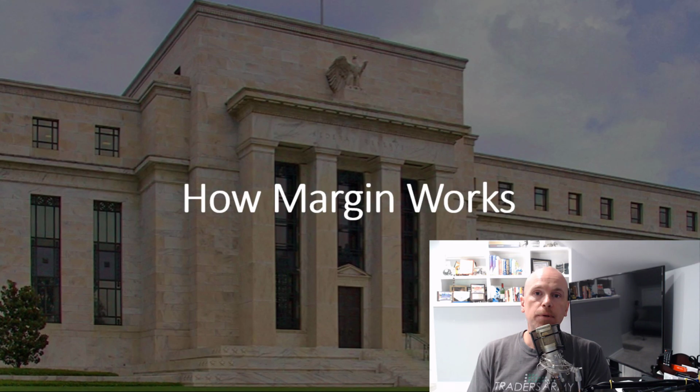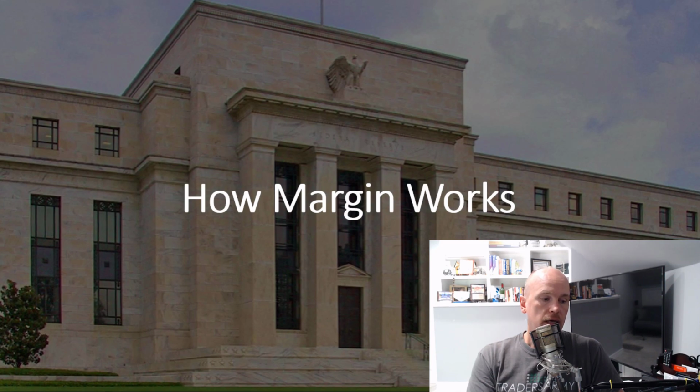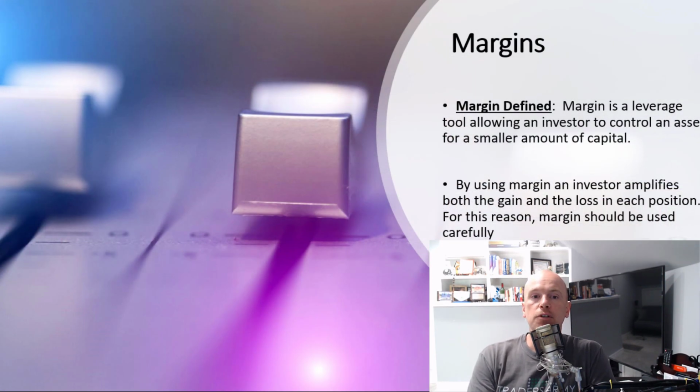So, for example, in the S&P, it's $50 per point of the S&P. Well, that means that I can be controlling hundreds of thousands of dollars worth of S&P for a fraction of that cost, but I don't pay any interest on that. So this is not margin in the way that I pay interest on it. Margin is a leverage tool allowing an investor to control an asset for a smaller amount of capital. That's what margin is. By using margin, an investor amplifies both the gain and the loss in each position.